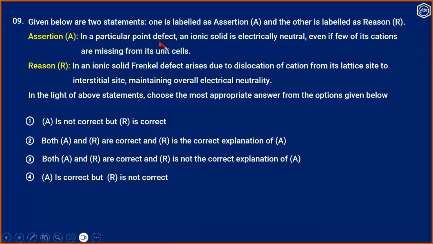So in particular point defect, an ionic solid is electrically neutral even if few of its cations are missing from the unit cell. That is, a nearby cation will acquire a higher positive charge. So this assertion is correct. And the reason is also correct. In an ionic solid, Frenkel defect arises due to dislocation of cation from the lattice site to the interstitial site. But the reason is correct, but reason does not explain the assertion. So the third option is correct.